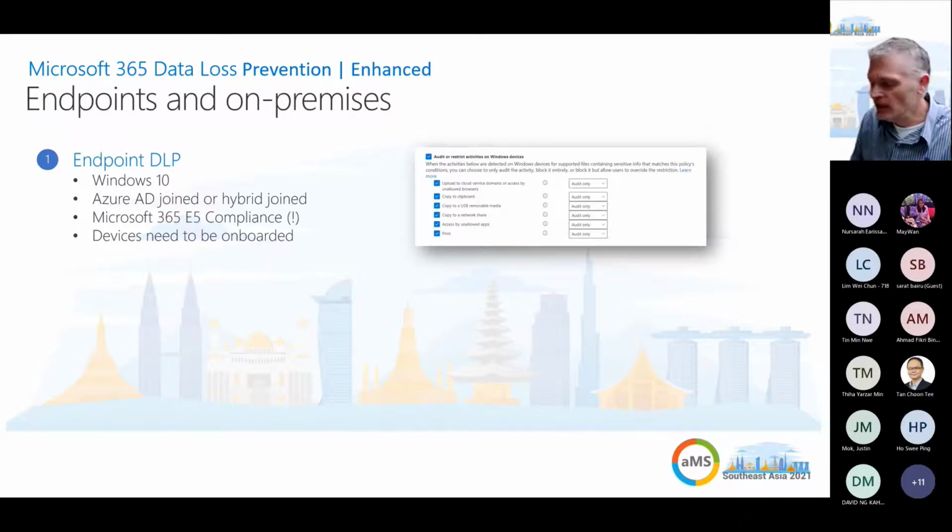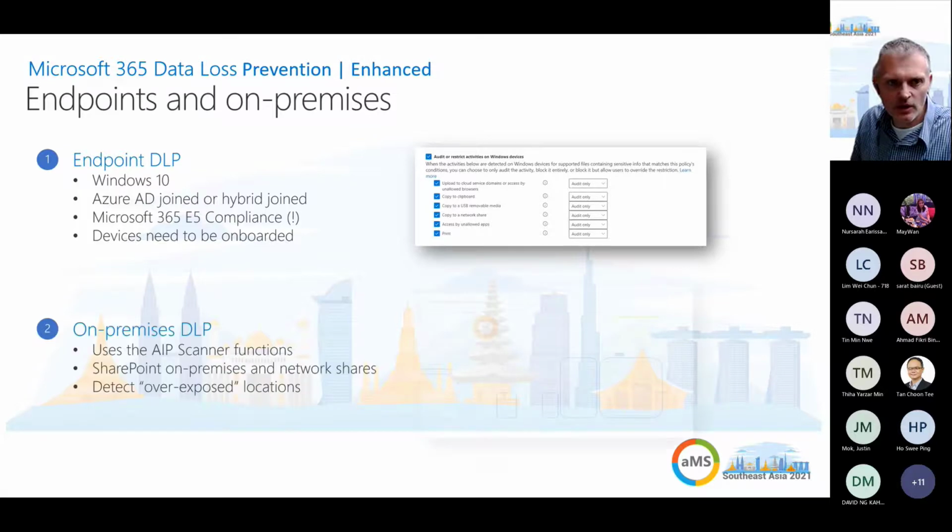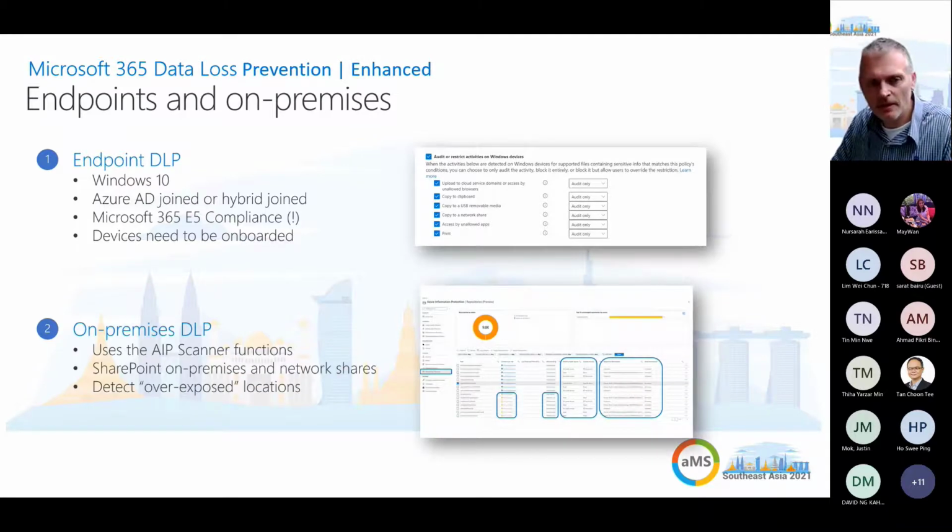So that's really a very cool function right now. Another one is on-premises DLP, and that uses the AIP scanner. So that's the Azure Information Protection Scanner functionality. It can scan SharePoint on-premises and network shares, not just to see if there's sensitive information, because AIP can then classify and label that information, but also if there's overexposed information.